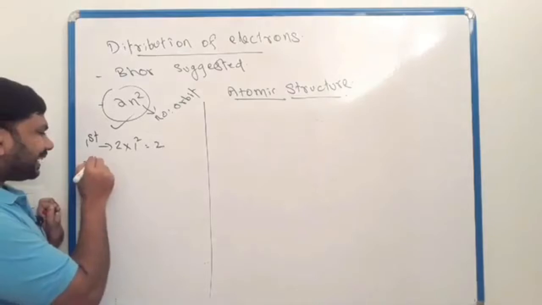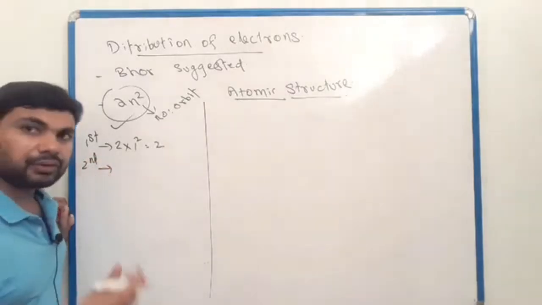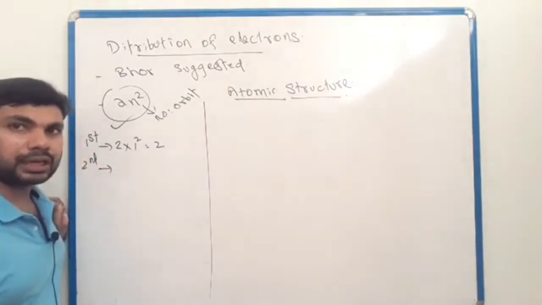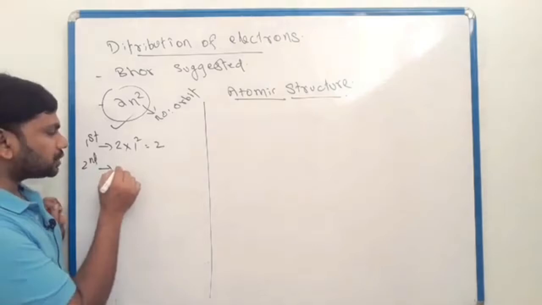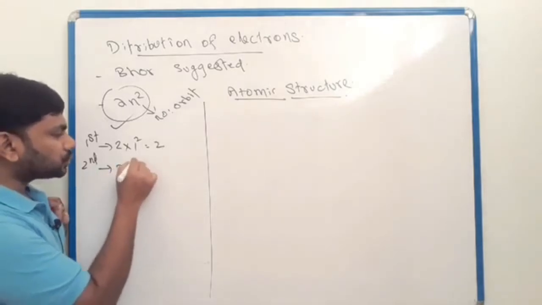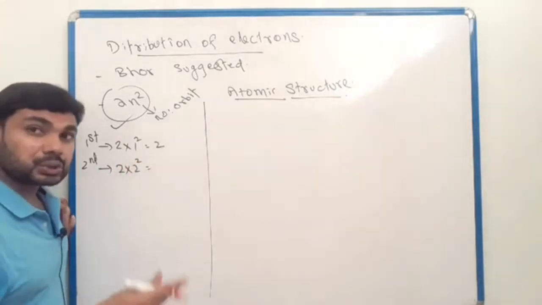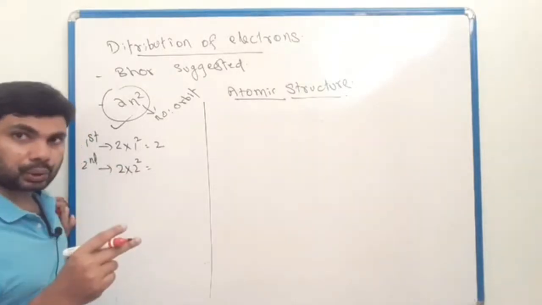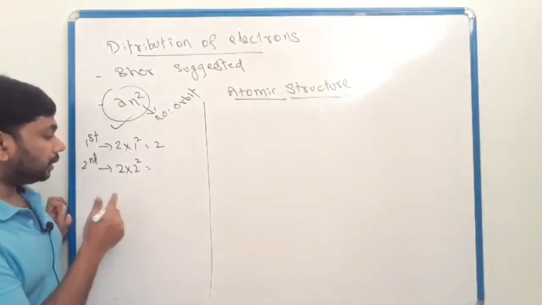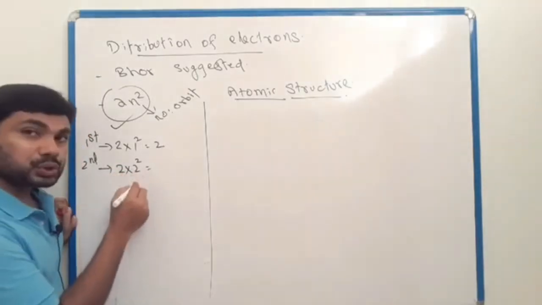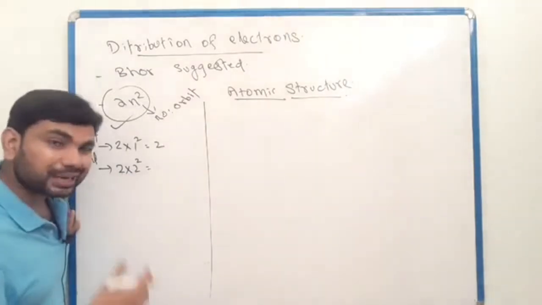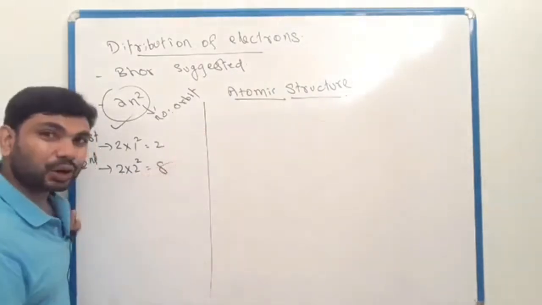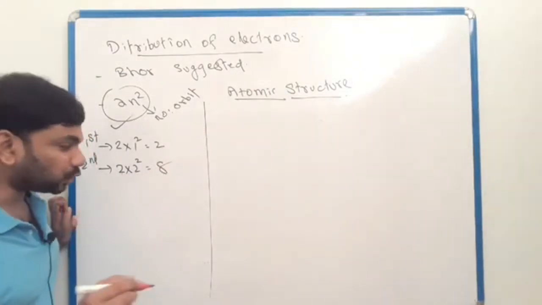We want to know how many electrons in the second orbit. So we have to use 2 times 2 square. Second orbit, so n is 2. So here 2 times 2 square. 2 square means 4. 4 times 2, 8. So in the second orbit there will be 8 electrons.